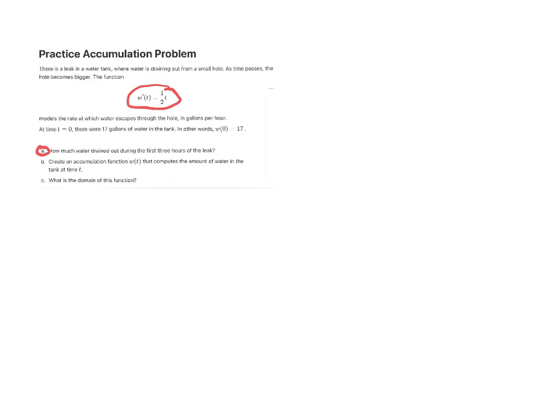G is going to equal the sum of the area under the curve here from 0 to 3. So we simply integrate from 0 to 3. That's the first 3 hours of w prime of t, which is 1/2 t dt.